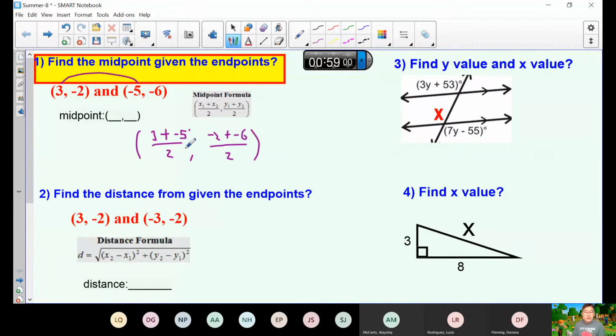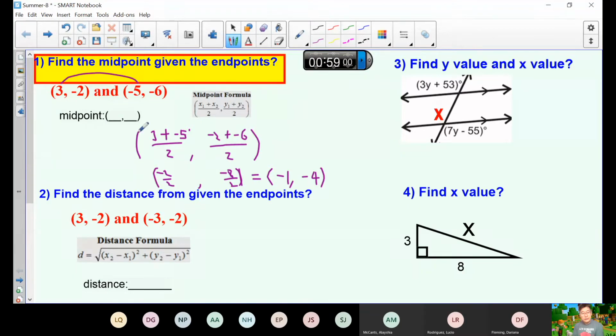So it's simply, you need to calculate this, right? So this is a negative 2 over 2. This is a negative 8 over 2. So when you simplify, this is negative 1 and negative 4. Number 1.